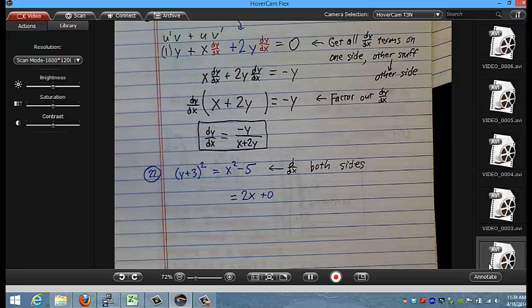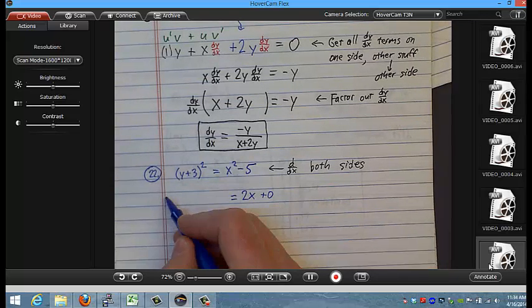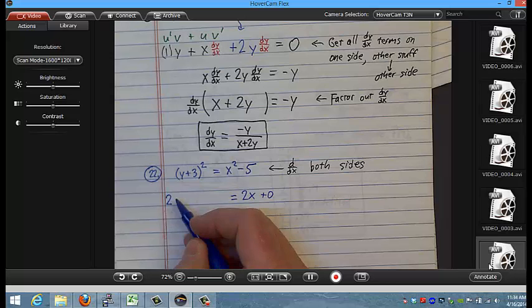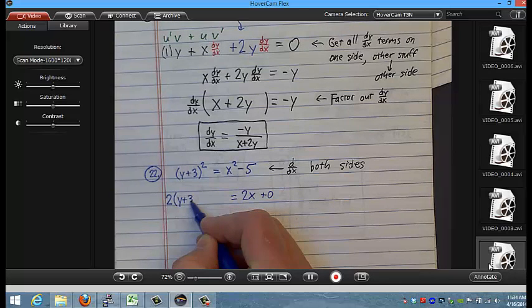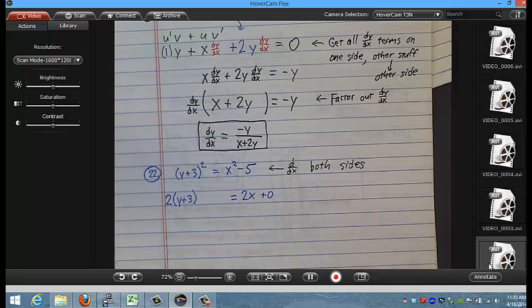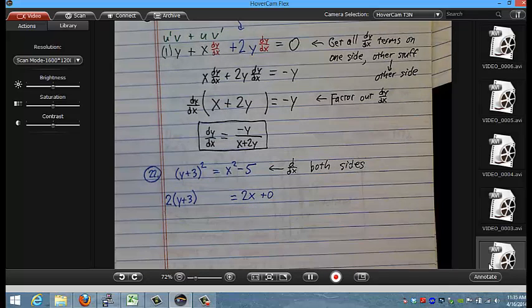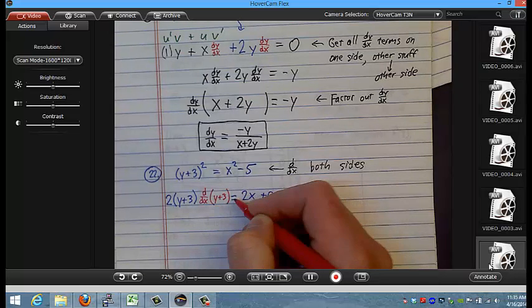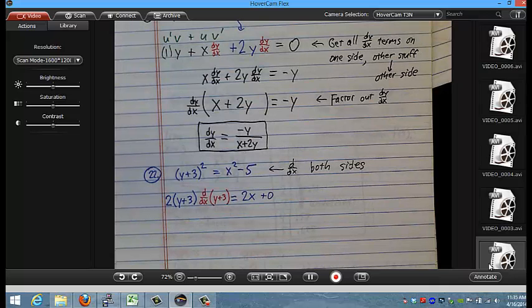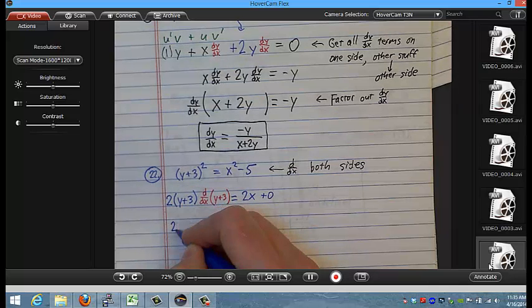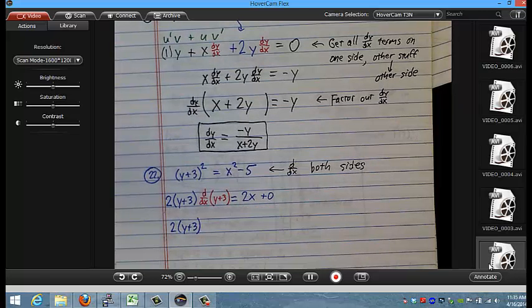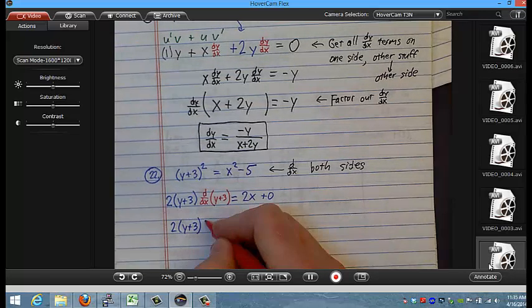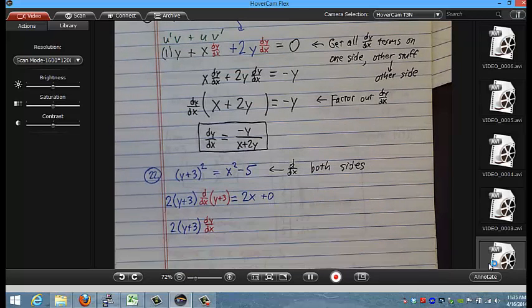So let me go through slowly. What's the first thing I write down? Bing! Put down the 2. What's the next thing? Bing! Y plus 3 to the first power. And then, bong, I need to take the derivative with respect to x of y plus 3. Good. It's just dy dx. That's right. So I have 2 times y plus 3 because you get dy dx and you also get 0.